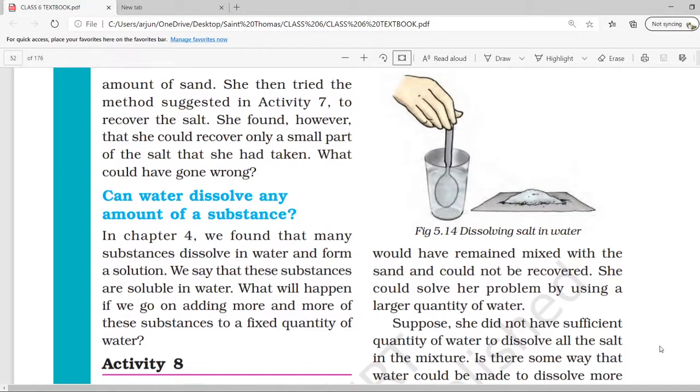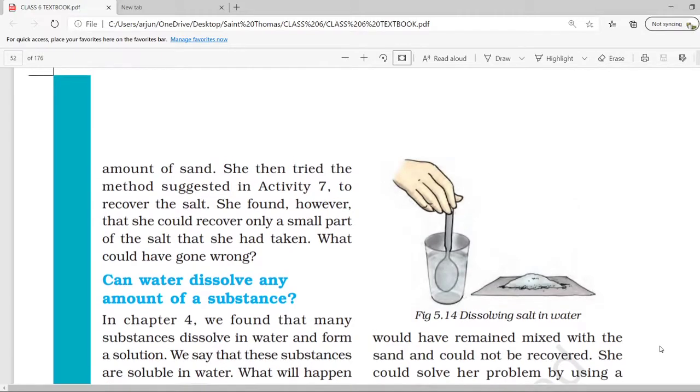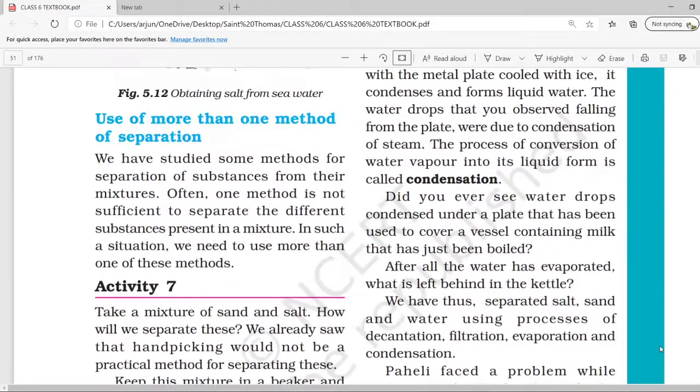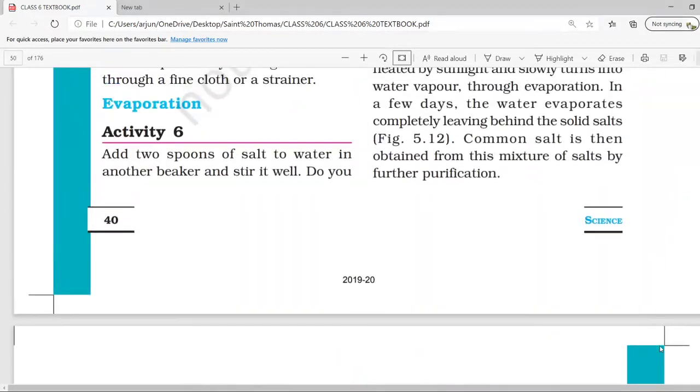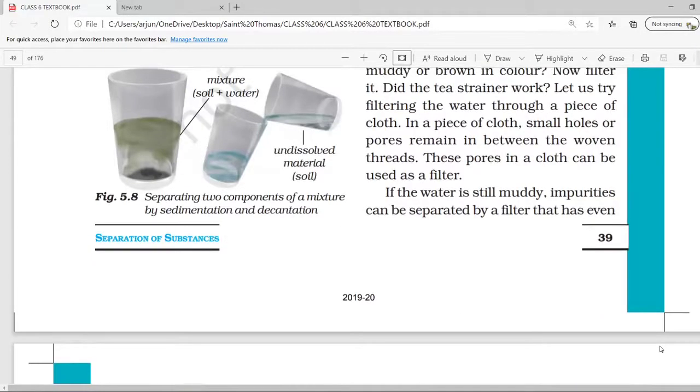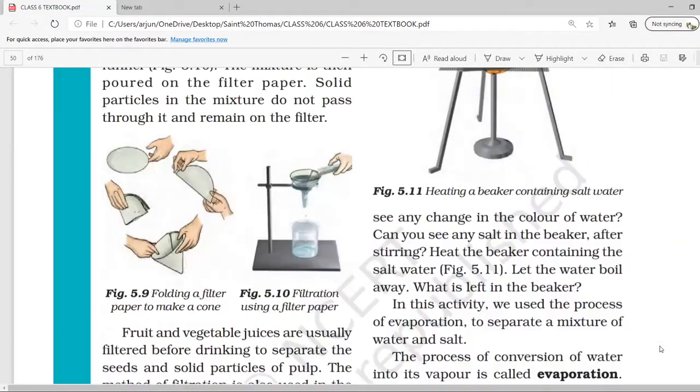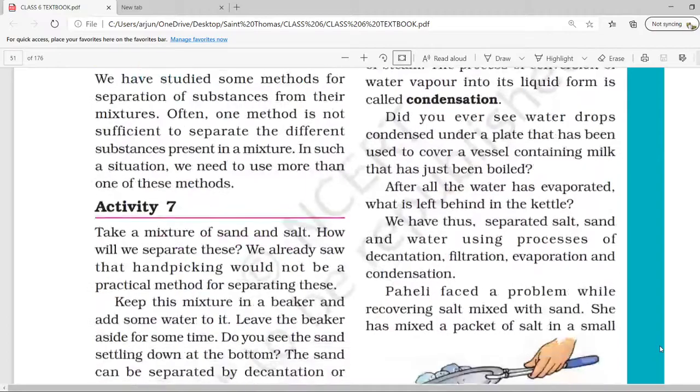So, till now, we have completed a total of 7 activities and we have studied different methods of separation, which include threshing, winnowing, etc. We have seen decantation, then we have seen the evaporation method. Up till activity number 7 we have completed.